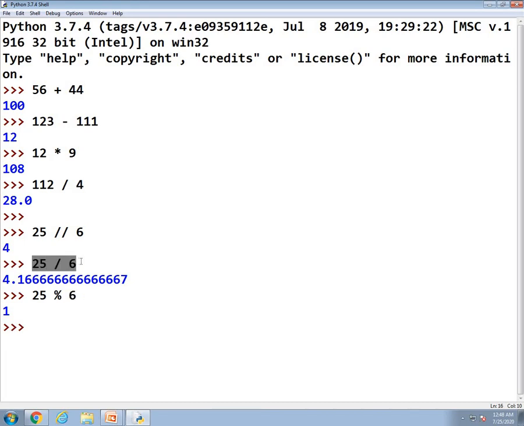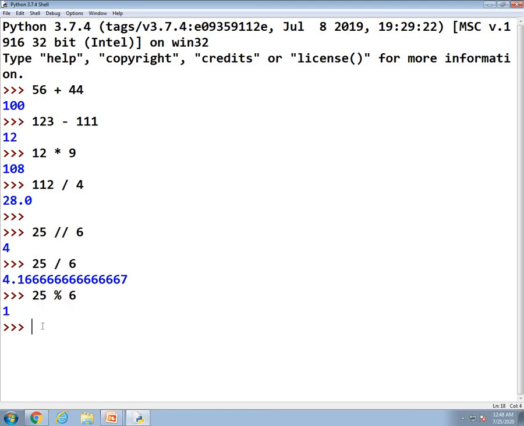So normal division returns a floating point number where the integer part is the quotient and the decimal part implies the remainder, whereas in integer division the output is the quotient. When we use modulo, the output is the remainder.